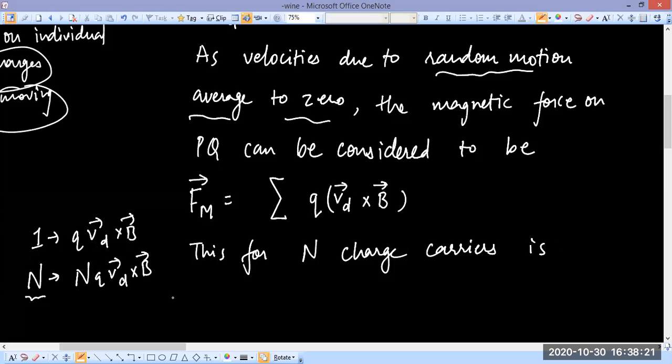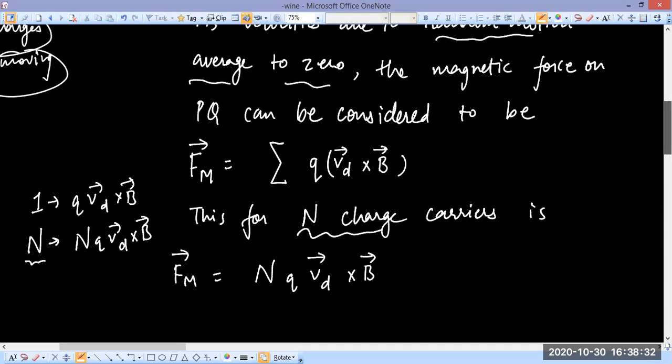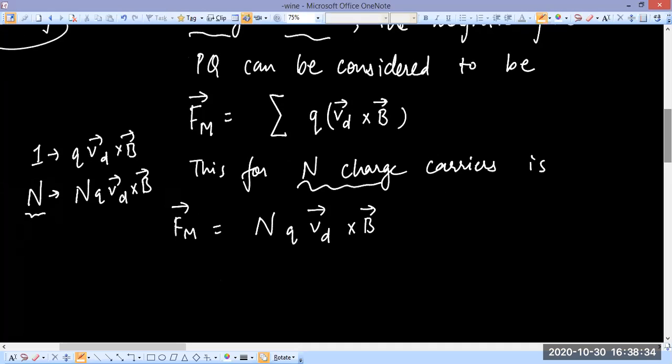So you could say that this for n charge carriers is Fm vector equal to n times Q into Vd cross B, right? What is n? The total number of charge carriers, right? બહુ બધા free electrons ને એવું હોય ને. So for 1 it is q into vd cross b. So for n, this is simply going to be n into q into vd cross b.